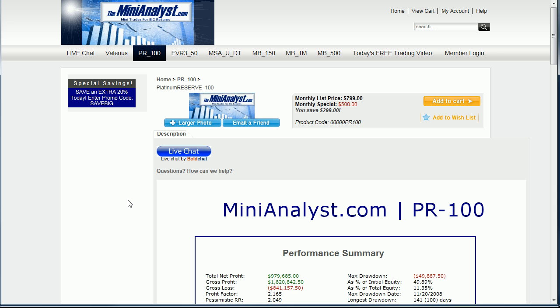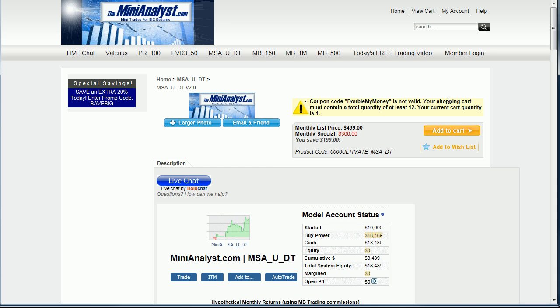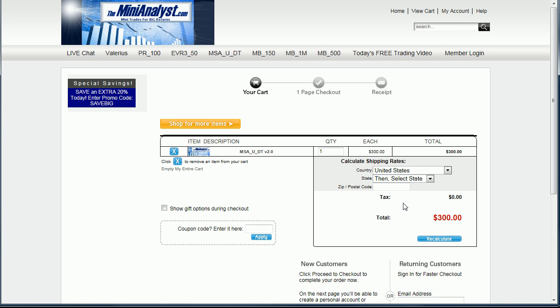But if you guys have any questions, let's go ahead and do a quick demonstration. Let's say you want to start off with a $10,000 portfolio, add to cart, MSA UDT, and it is not valid. Well, let's just, can we see our cart? Okay, so there's our cart.